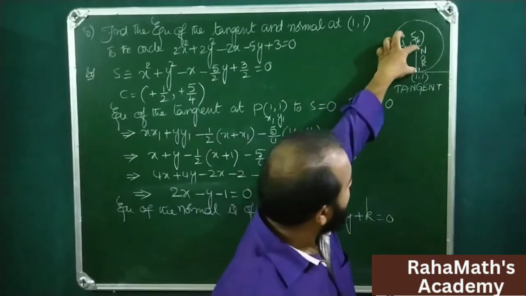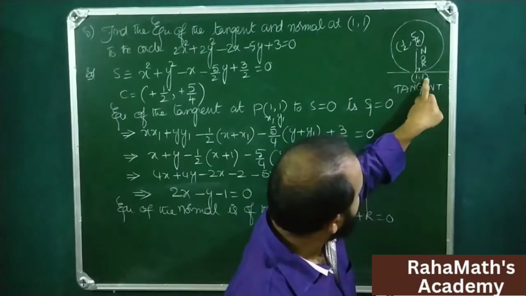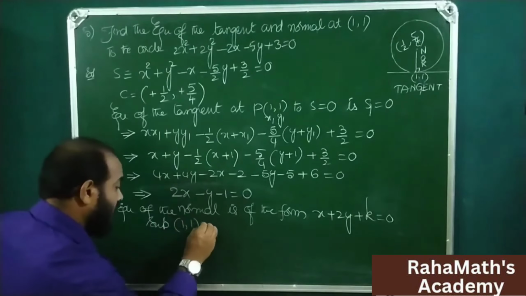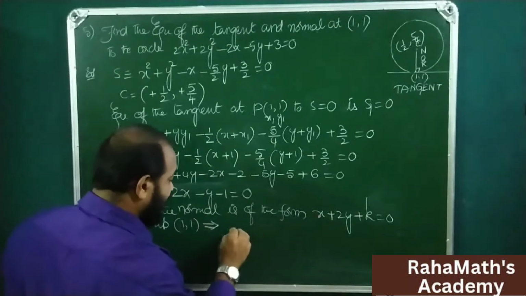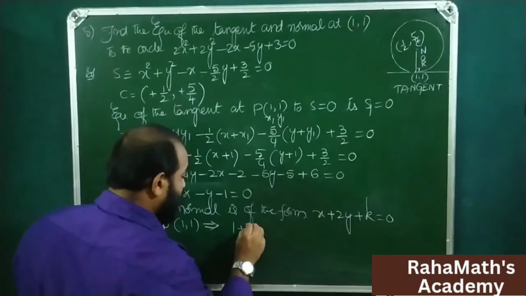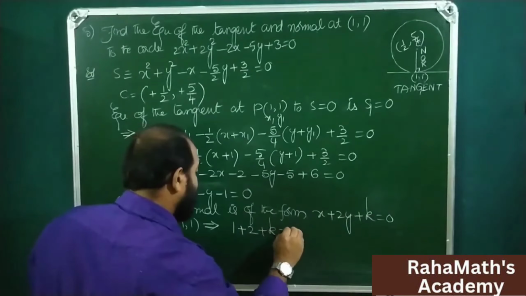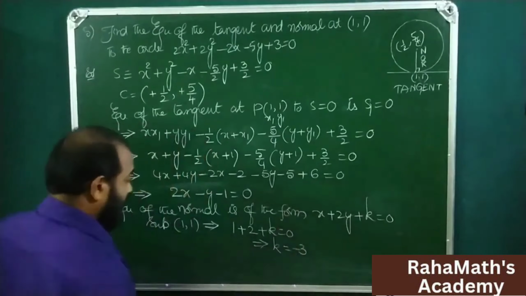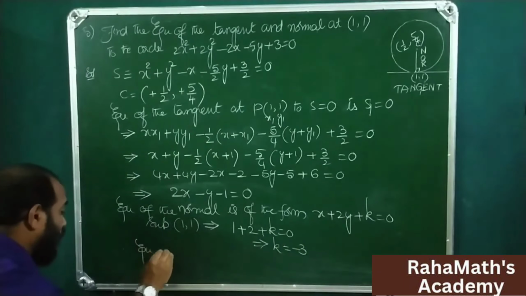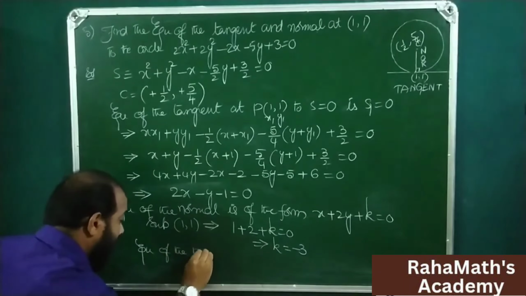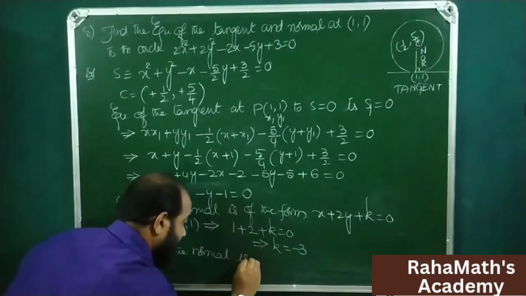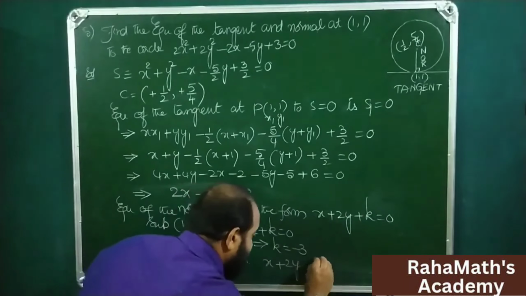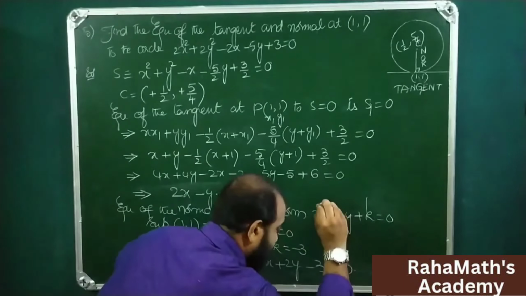So that is this normal, and this normal is passing through (1, 1). Substituting (1, 1) implies x is 1, 2 ones are 2, plus k equals 0, implies k equals minus 3. Therefore, the equation of the normal is x plus 2y minus 3 equals 0.